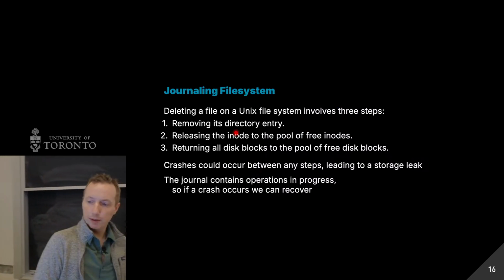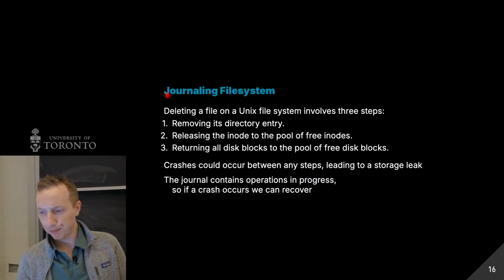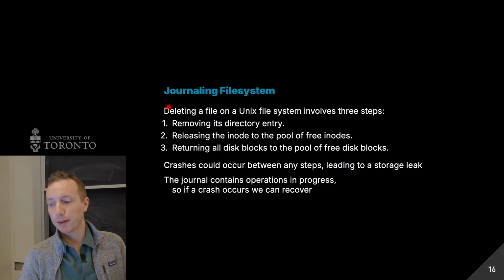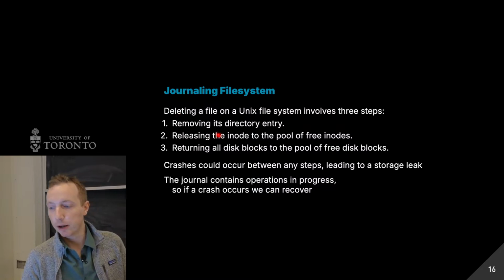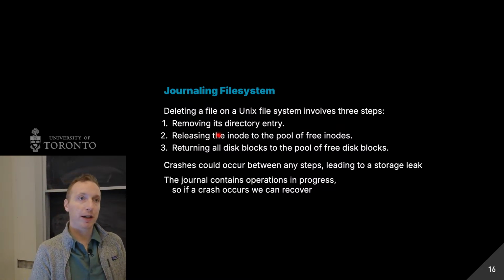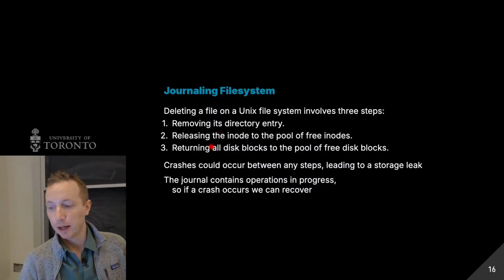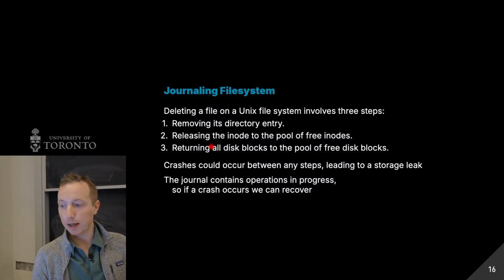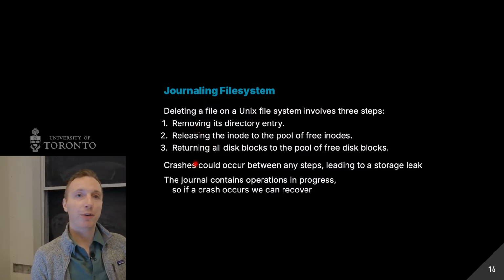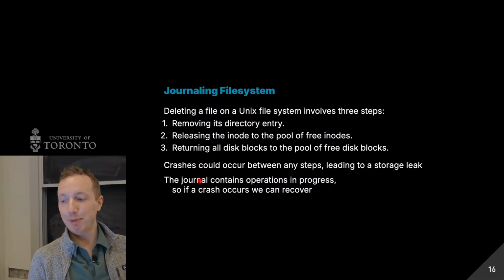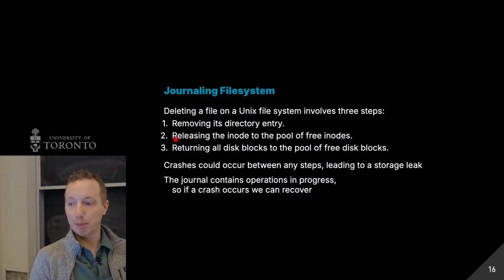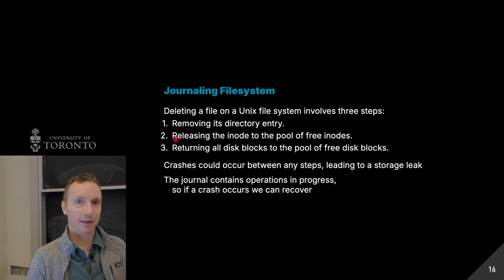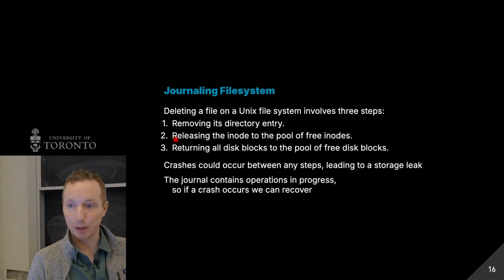Other little things we can do in the file system: something called a journaling file system. If I delete a file on Unix, it involves 3 steps: removing its entry from the directory, that name inode pair; releasing that inode from the pool of free inodes, so this inode is no longer used; and then all of the disk blocks that file used, I get to free them all. You could crash or pull out the power between any one of these steps, which leads to a storage leak. If it crashes here, then I released that inode, I can reuse that inode, but now all of those disk blocks are marked as used, and I can't reuse them anymore.